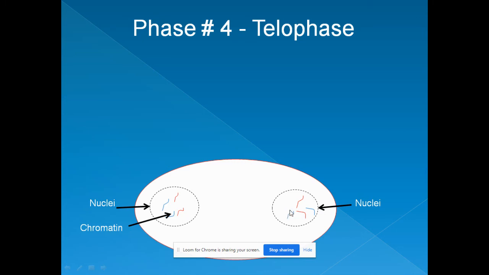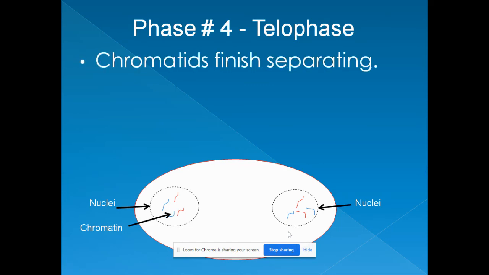Telophase happens when your nucleus starts appearing again, and your DNA is not compacted. So you're not talking about chromosomes anymore. We're talking about the chromatin being formed, right? A long band of DNA again. So telophase is when the cell goes back to normal, if you want to put it this way.